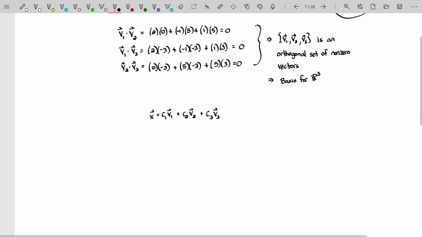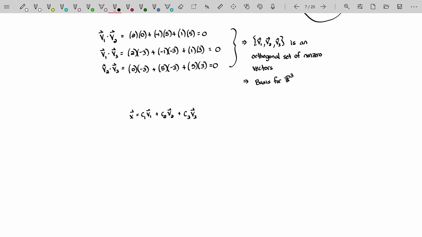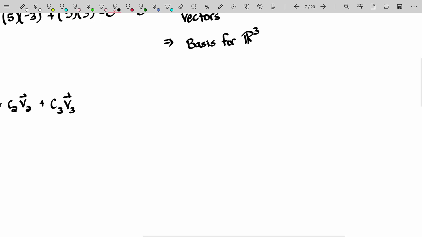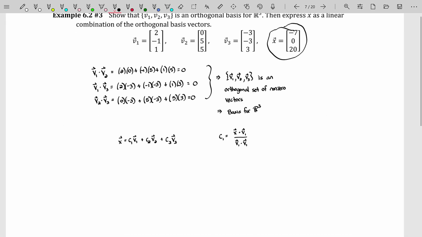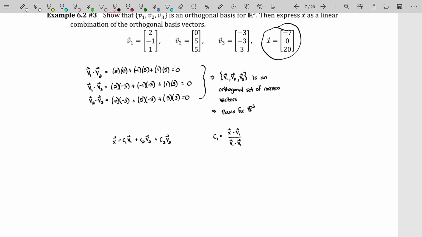So probably the best way to do this the first time is to just write out all the math off to the right-hand side. So our first coefficient is going to be the vector that we're working with, x, dotted with v1, divided by the magnitude of v1 squared, or in other words, just v1 dotted with itself. It doesn't really matter, it's the same thing. You could do it whichever way, but I'm just going to go ahead and treat everything as dot products here.